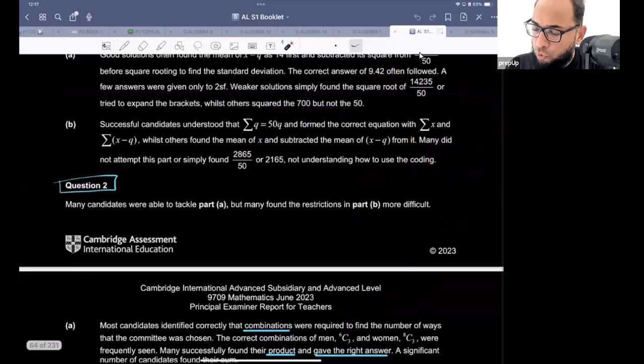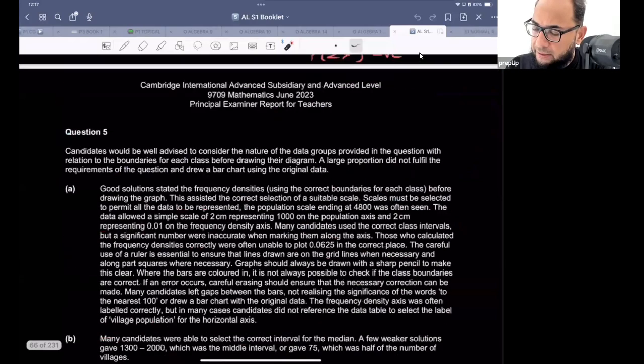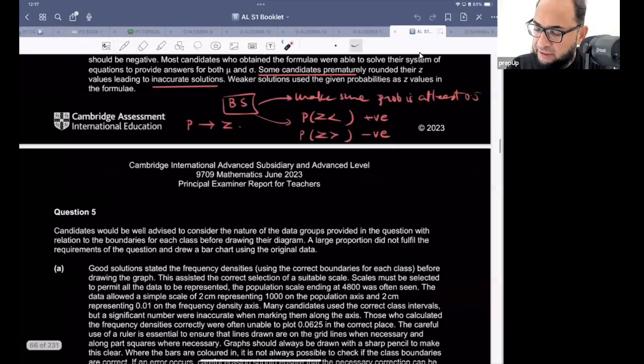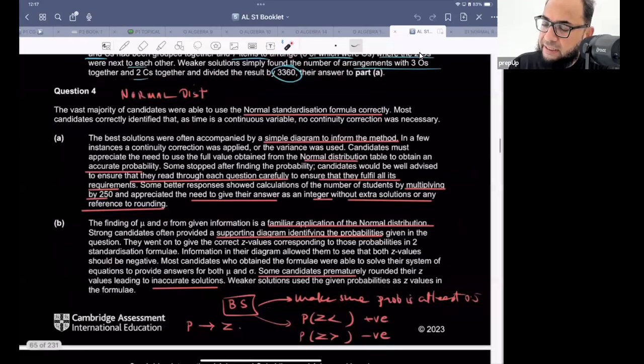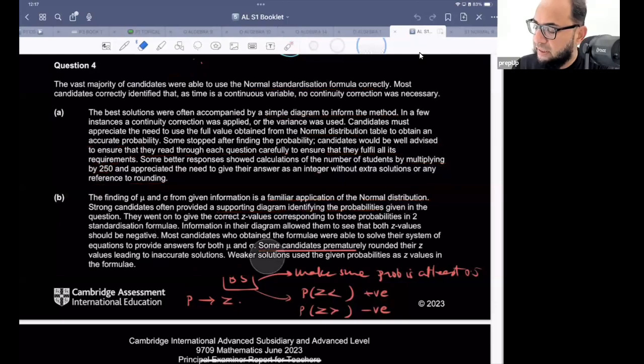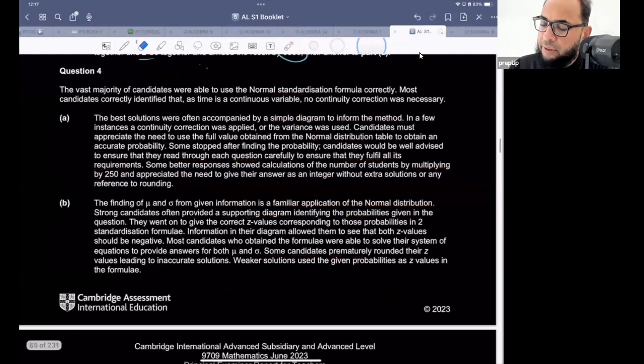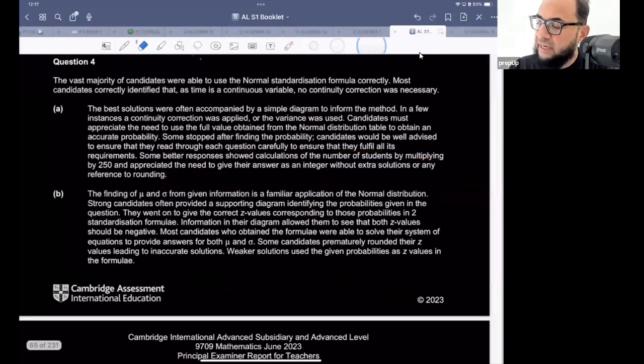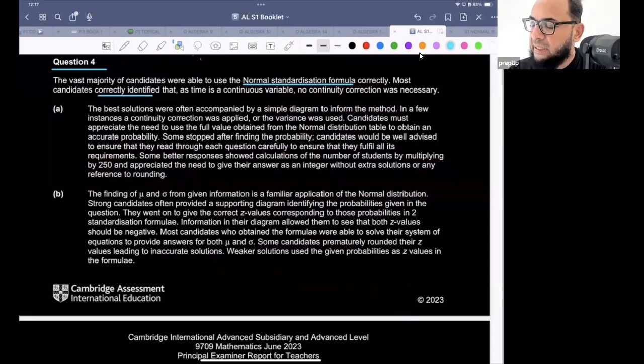So now if I go over here, we are talking about normal distribution. I think this is the one. So let me just erase this thing. And let me first explain this thing and I'll write it down. So now it says the vast majority of candidates were able to use the normal standardization formula correctly. Most candidates correctly identified that as time is a continuous variable, no continuity correction was necessary.